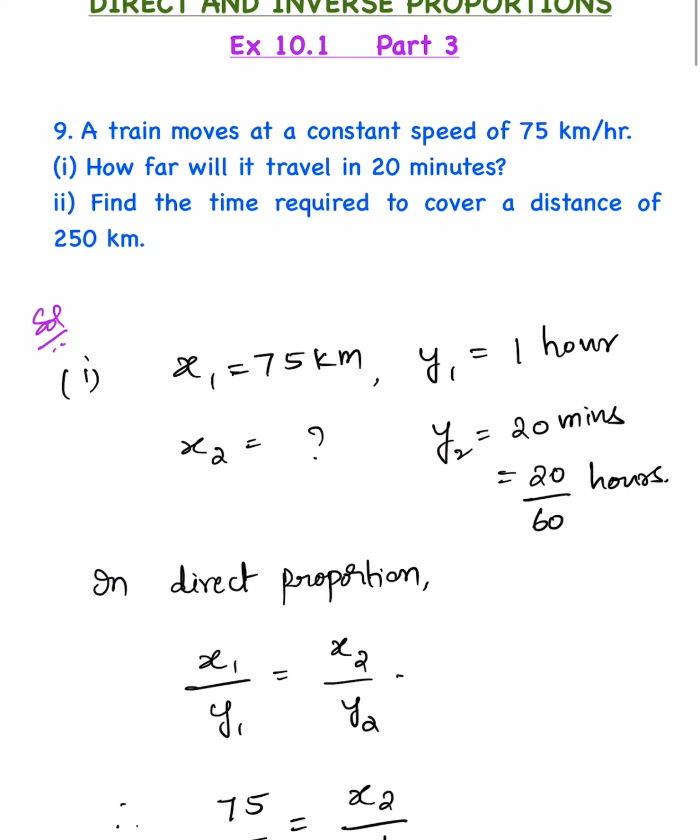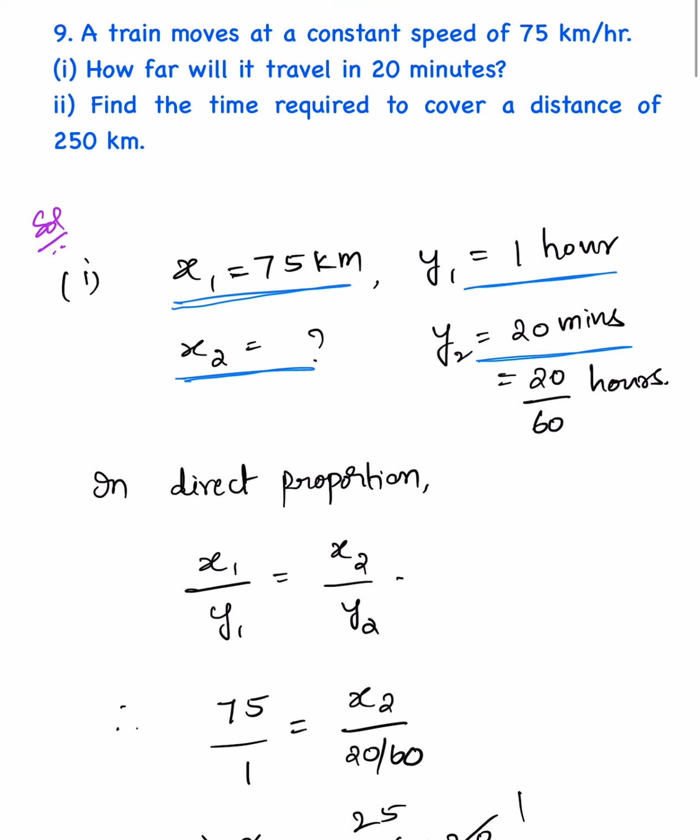Now, first bit. The train moves at a constant speed of 75 kilometers per hour. So, if x is distance and y is time, x1 is 75 km, y1 is 1 hour. For the first bit, he is asking how far it will travel in 20 minutes. So, y2 is 20 minutes. Because y1 is in hours, let us convert this also into hours. So, that is 20 by 60 hours. We have to find x2, the distance it will travel in 20 minutes.